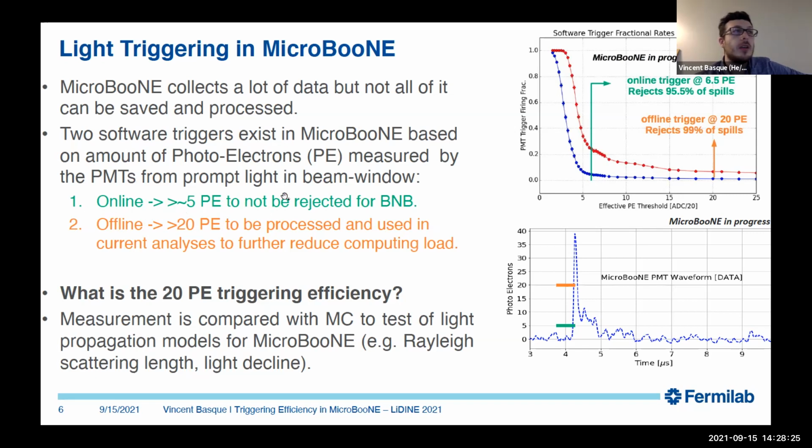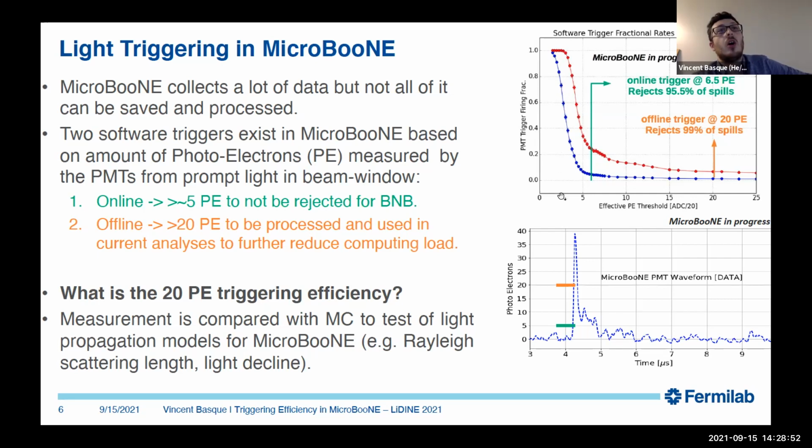The first one is, quote unquote, an online trigger. We need at least 5 PE to not be rejected by a BNB trigger. You can see here, as we increase the PE threshold, we also start rejecting a lot of the beam spills, but most of these are actually empty from the beam, because we only see about one neutrino every 1,000 spills or so. So we're just getting rid of empty events.